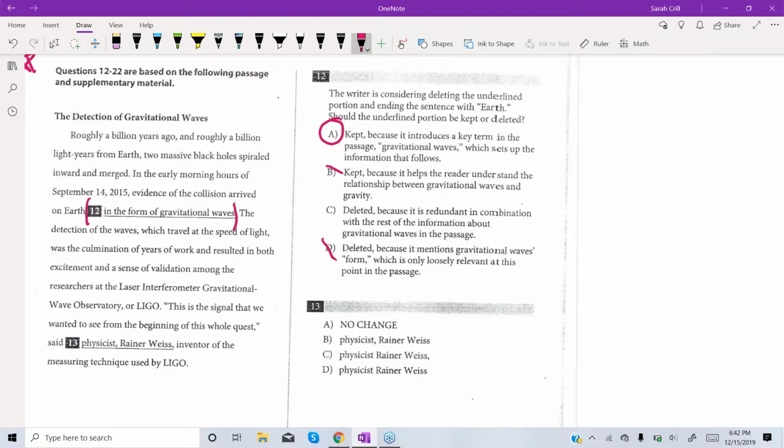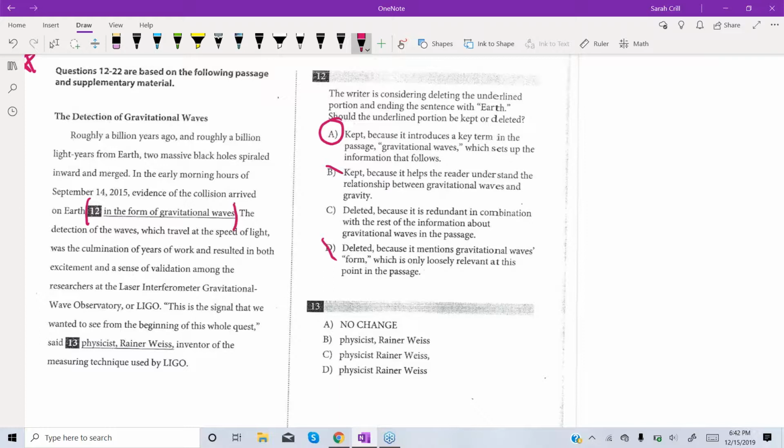The detection of the waves, which travel at the speed of light, was the culmination of years of work, resulted in both excitement and a sense of validation among the researchers at the Laser Interferometer Gravitational Wave Observatory, or LIGO. This is the signal that we wanted to see from the beginning of this whole quest, said physicist Rainer Weiss, inventor of the measuring technique used by LIGO.